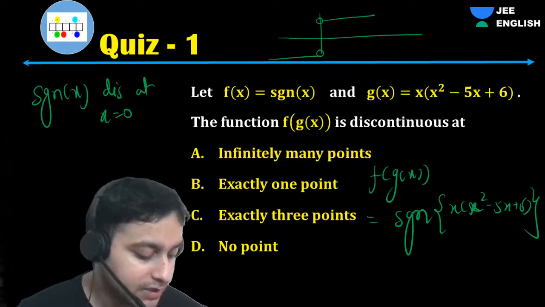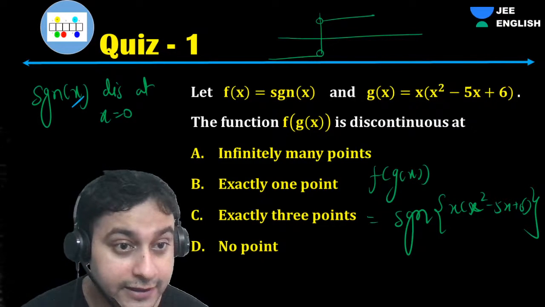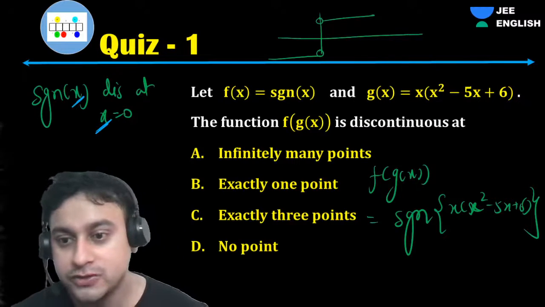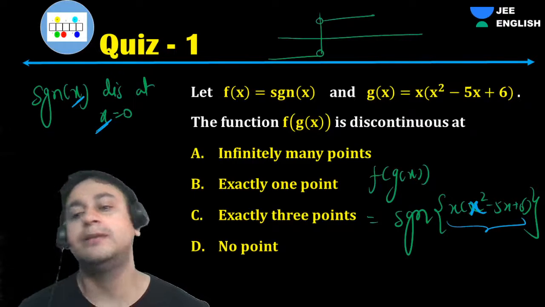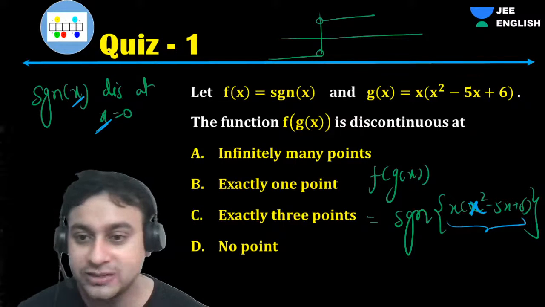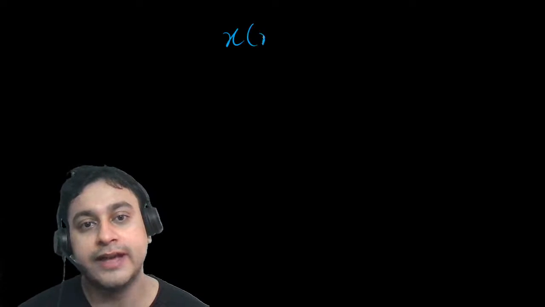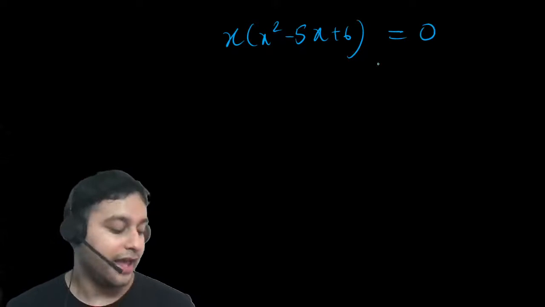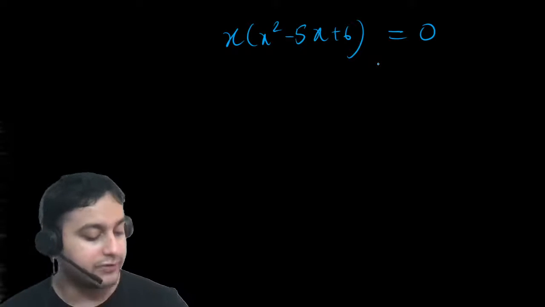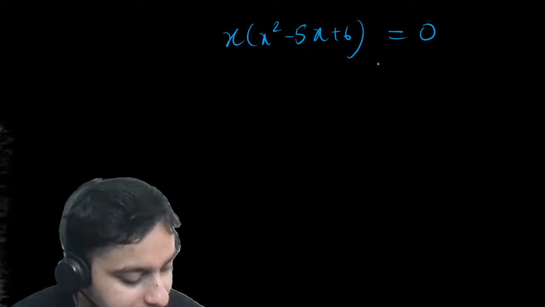Signum of something is discontinuous when something is 0. So this signum of this thing will be discontinuous when this whole thing is 0. So we just have to equate x into (x square minus 5x plus 6) as 0, and the values of x which we will get will be the points of discontinuity of that particular function.